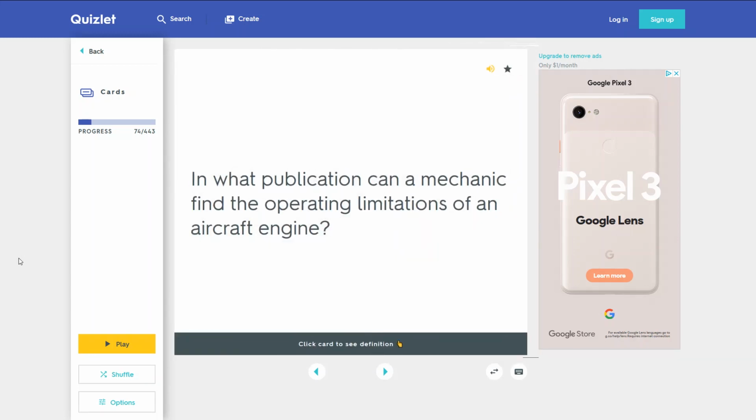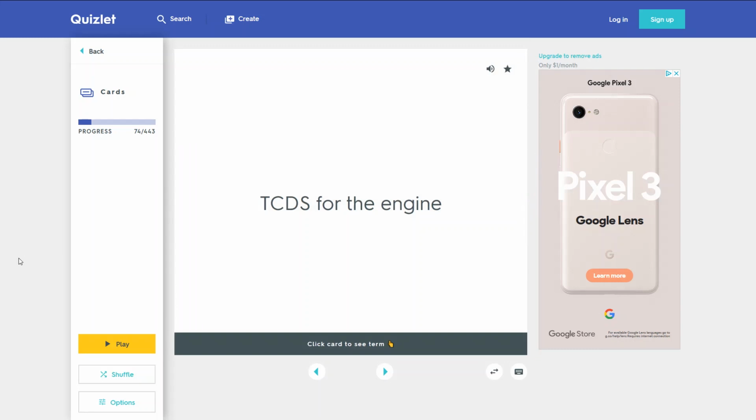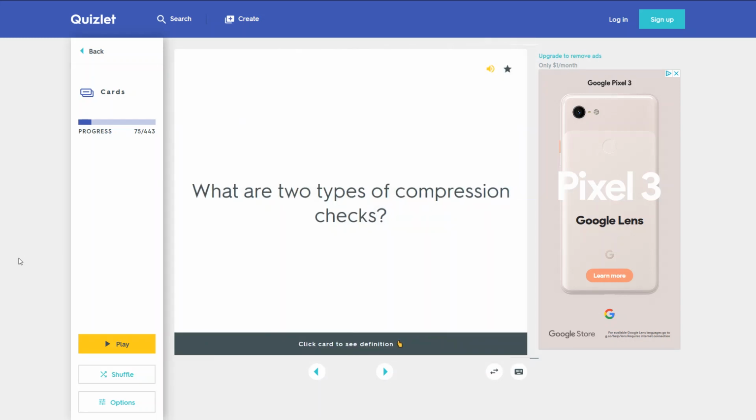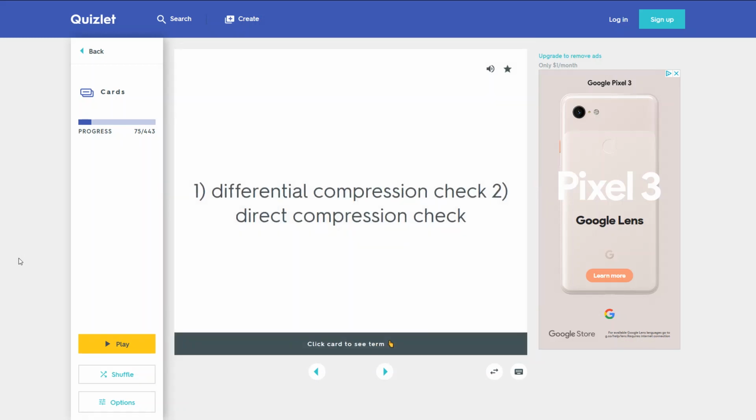In what publication can a mechanic find the operating limitations of an aircraft engine? TCDS for the engine. What are two types of compression checks? 1. Differential compression check. 2. Direct compression check.